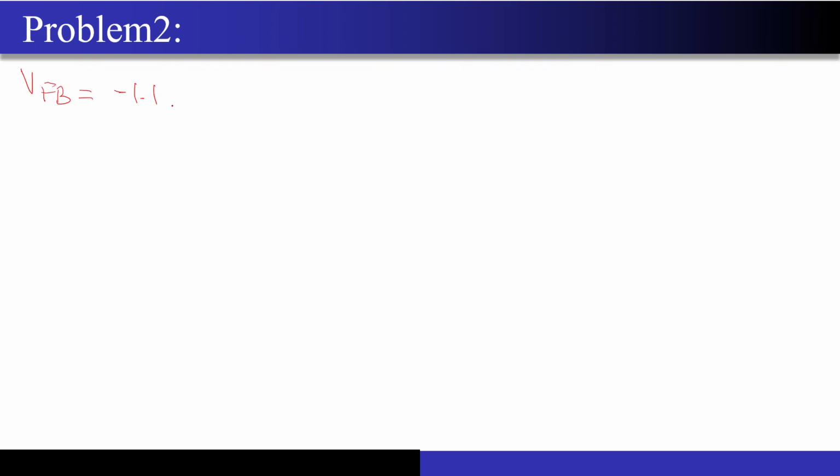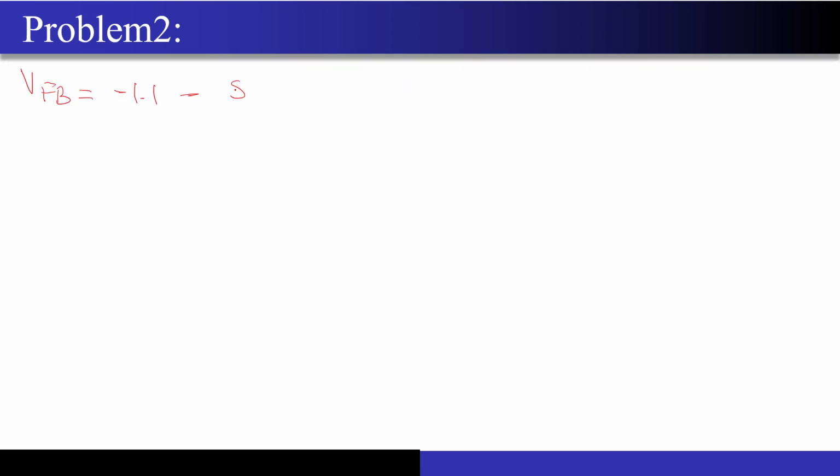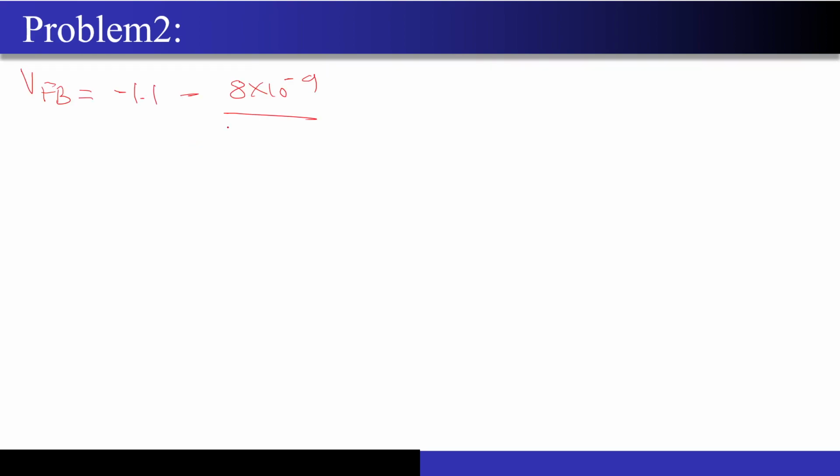Minus 1.1 volt, and now minus of Qss dash is what? We have to find it from the A. It is 8 into 10 to the power minus 9 divided by Cox dash. What is Cox dash? 1.726 into 10 to the power minus 7. Sorry for the bad handwriting. 1.726 into 10 to the power minus 7, right?